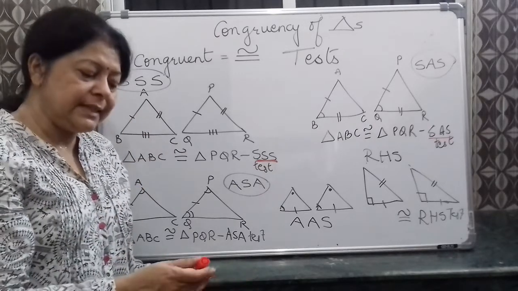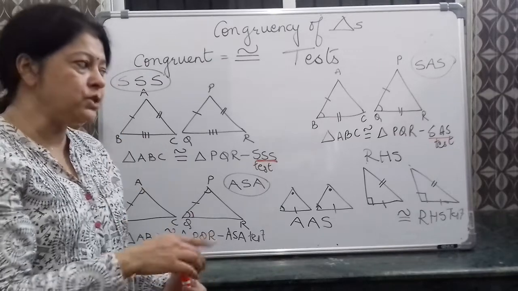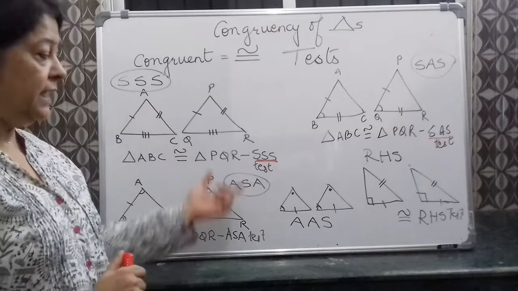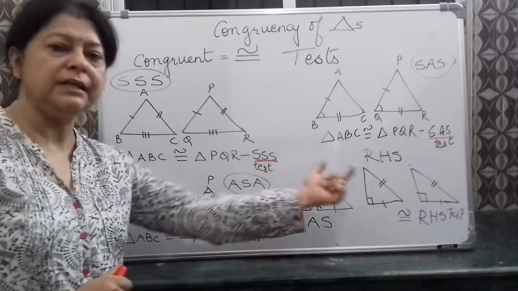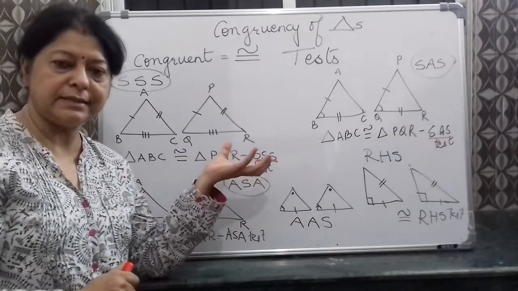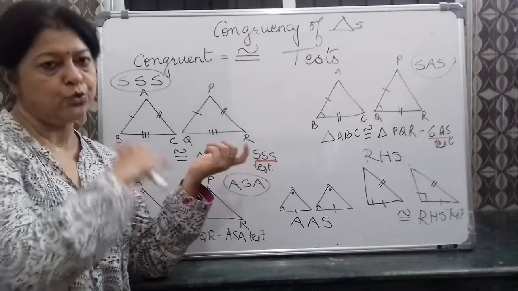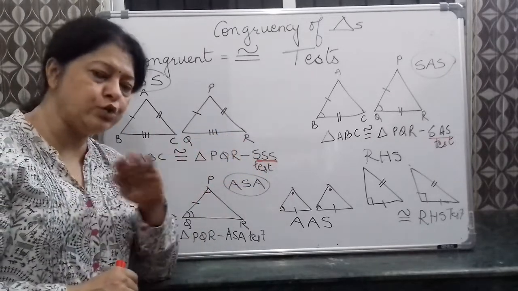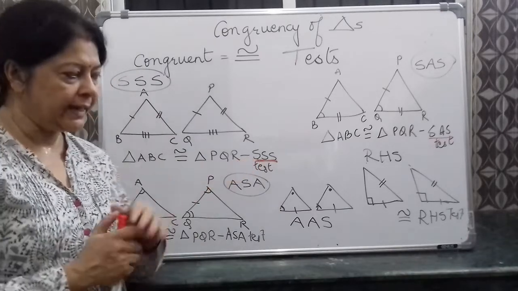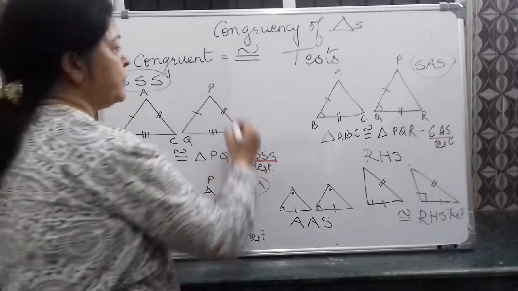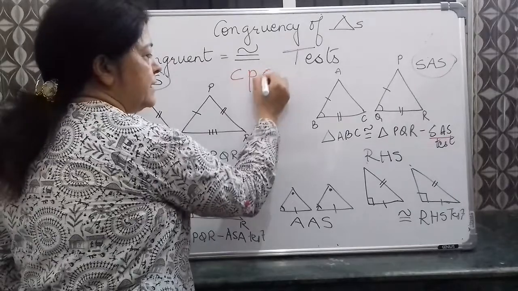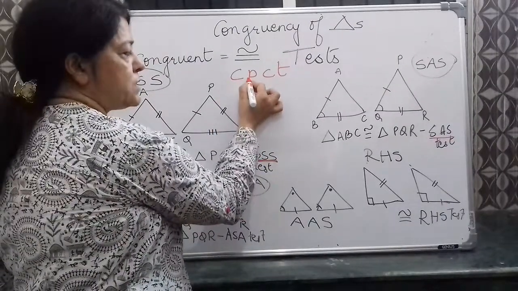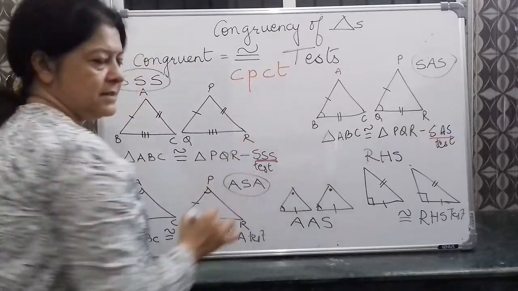So the congruency test says that once you are able to say that any of these three sides or angles or elements are equal to the three of the other triangle, the remaining three will also be equal. And that is by using the term CPCT, which means corresponding parts of congruent triangles.